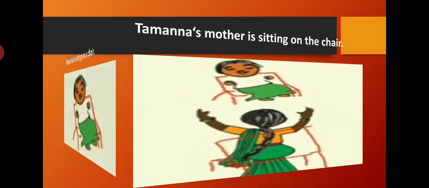Second, her mother is also sitting on the chair. So draw a chair for her mother also. Now in this picture you can see Tamanna and her mother. Both are sitting on the chair. So draw a chair for Tamanna and a chair for her mother.